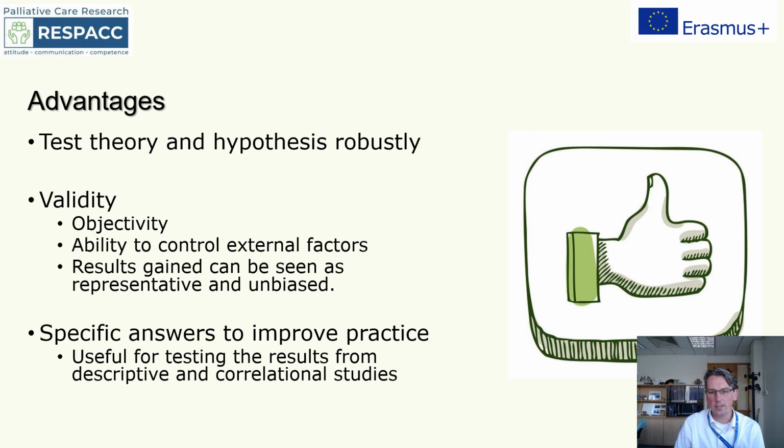So the advantages of quantitative research and quantitative research design is it really helps us to test theory and test hypotheses robustly and look at the relationships between the variables and look at causality. There's an objectivity to this type of approach and the ability to control extraneous variables or potentially confounding variables. And again, the results we get from these types of study can seem to have limited bias, and bias is something that we'll look at when we look at different statistical techniques, because it can be a bit of a challenge. And again, what quantitative research gives us is specific answers to particular problems, and again, that can be really helpful in advancing practice.